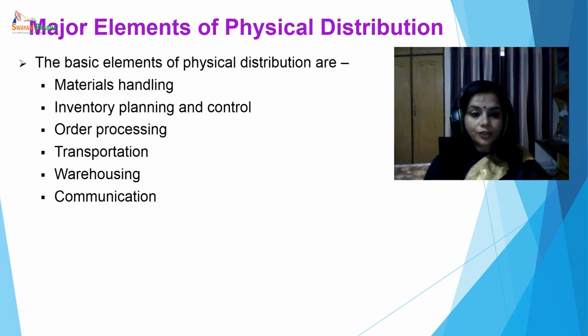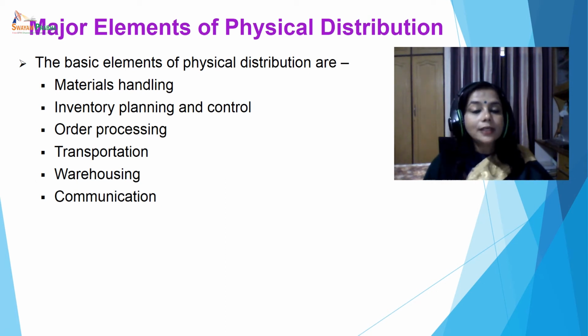Major elements of physical distribution. The basic elements of physical distribution are material handling, inventory planning and control, order processing, transportation, warehousing, and communication. We will discuss each one of them in detail.